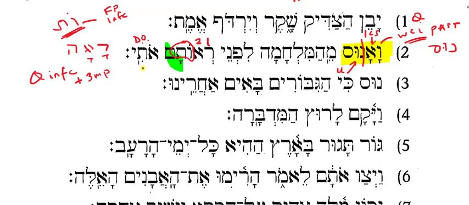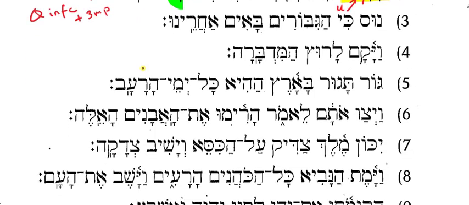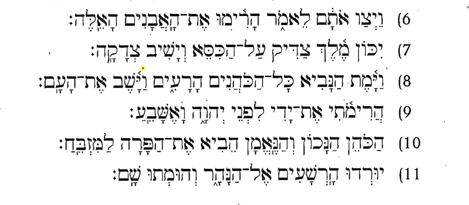All right. What else? Okay, let's look at number 7 here. And again, I'll read the text for us here slowly. You follow along here. Yekon melech tzadik al ha-kiseh v'yashiv tzedakah. Okay, so here I have yekon.